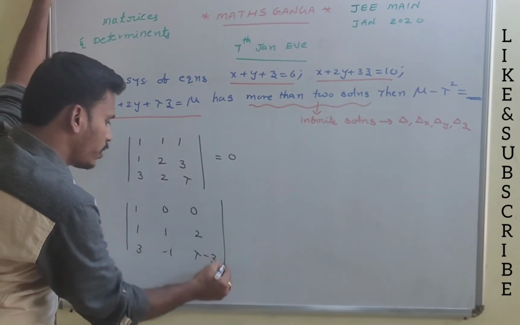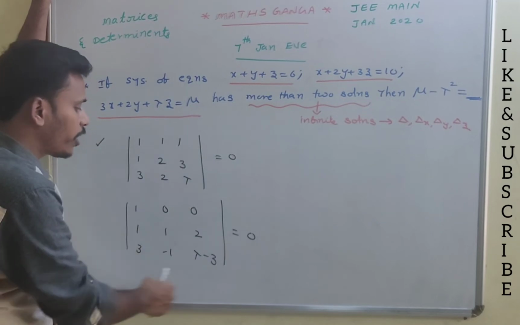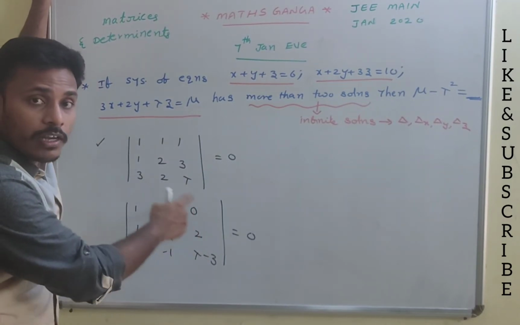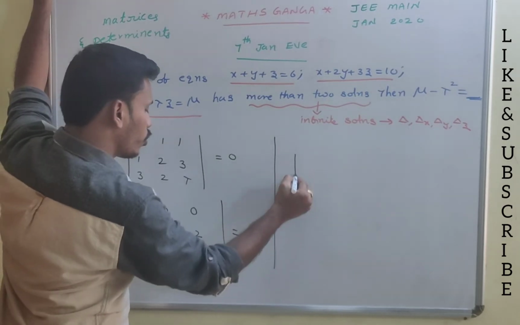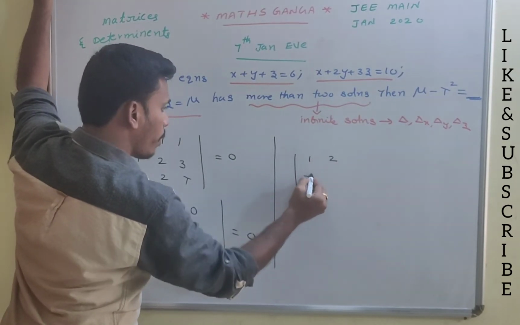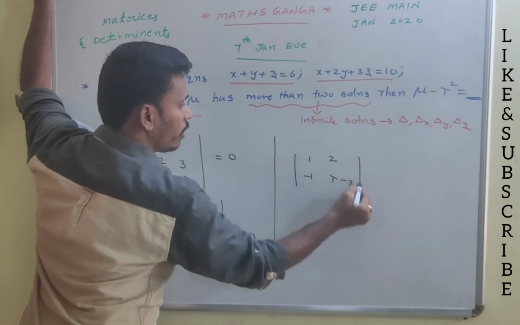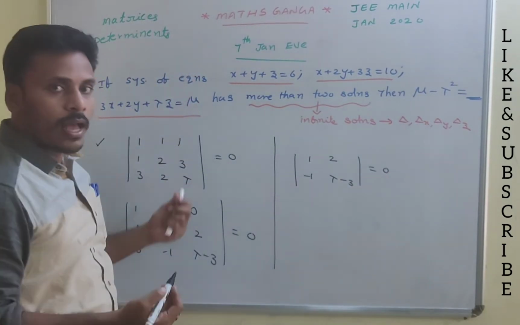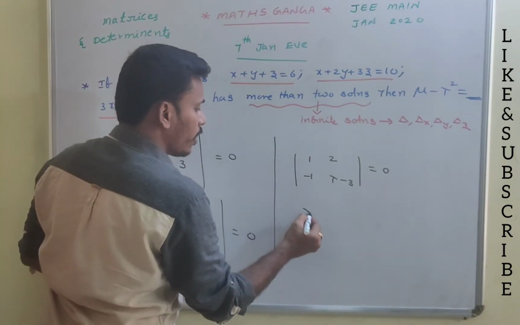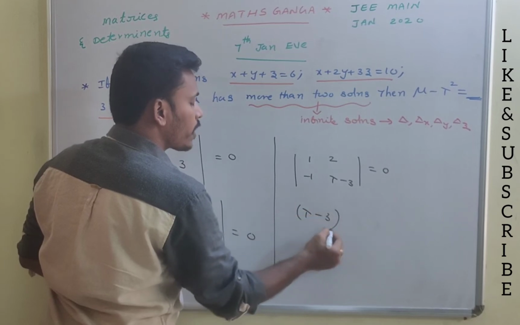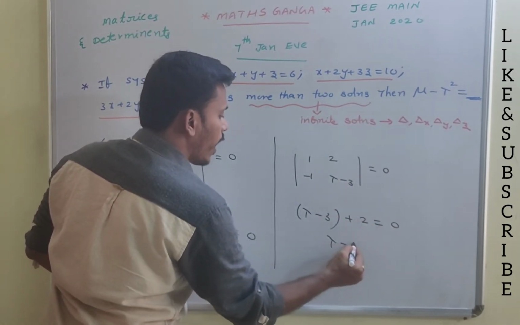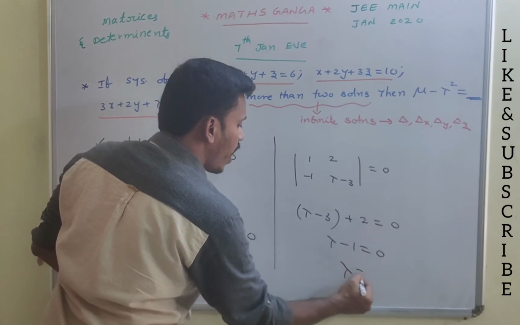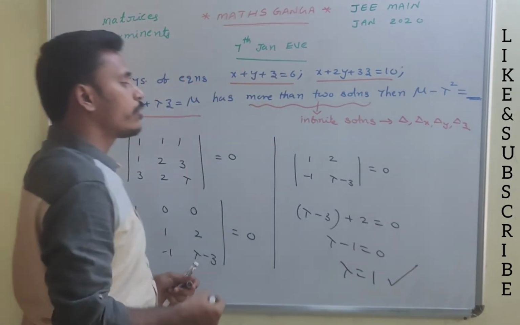This is equal to 0. Now this determinant is 0, which means the determinant formed by these four elements is 0. So the determinant of 1, 2, minus 1, lambda minus 3 is equal to 0. Now use the usual technique: lambda minus 3, minus of minus is plus, 1 into 2 is equal to 0. Lambda minus 1 is equal to 0, and at the end lambda is equal to 1.